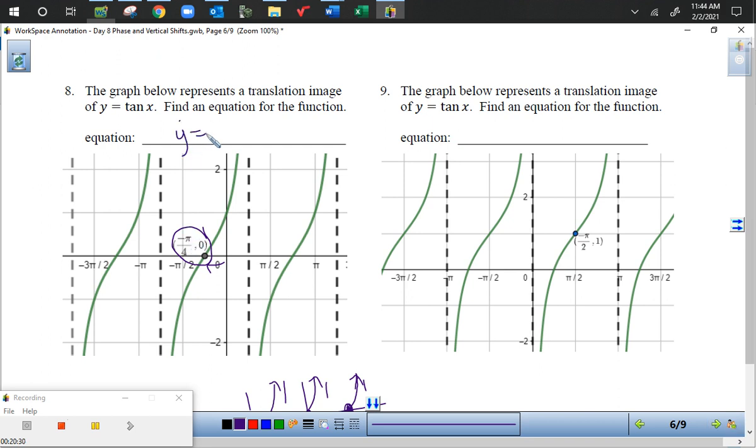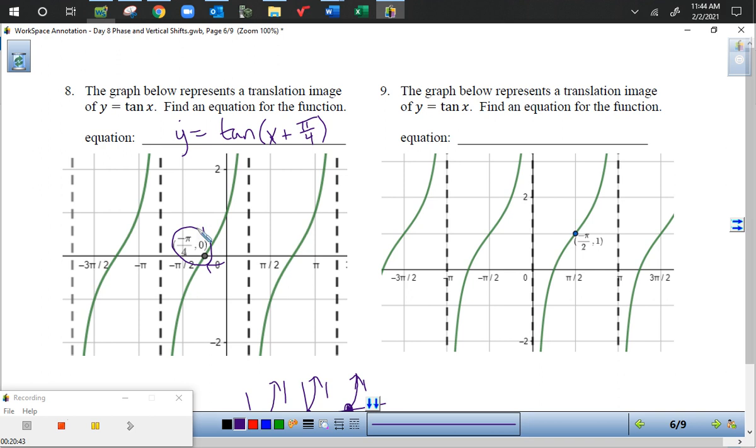So y equals tangent. If we're talking left and right, it has to go inside the parentheses, and it's always opposite inside. So this said negative pi over 4, we have to say positive pi over 4. And that's it. There was no up or down because that y value was still at 0.